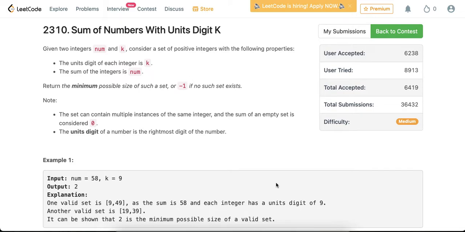Sum of numbers with unit digit k. Let's start with the problem. We are given two inputs, which are two integers, num and k.